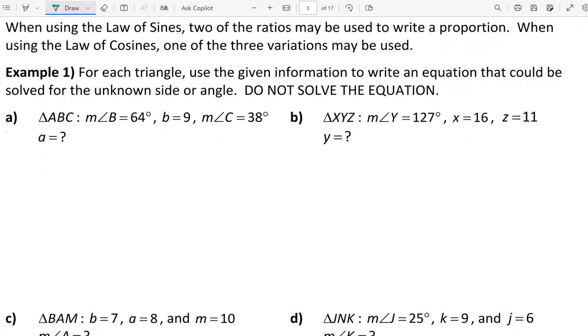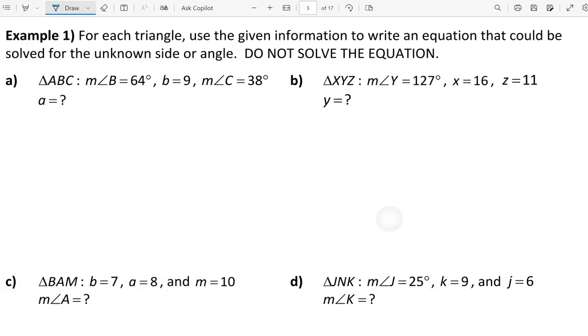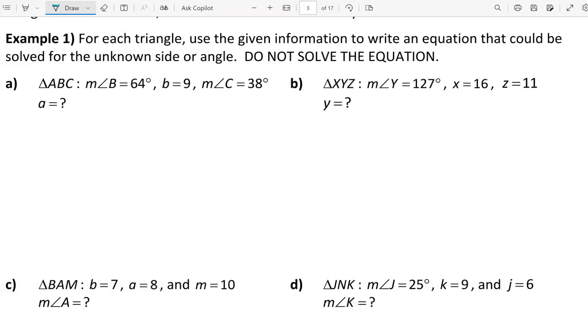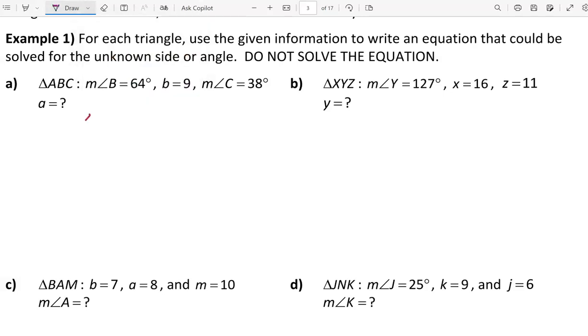So what we're going to do first of all here is set up either the law of sines or the law of cosines as an equation that could be solved for the unknown side or angle. And we're not going to solve the equations, I just want you to get used to the formula. So I'm going to draw a triangle ABC. It doesn't matter in what orientation you draw it. It just matters that we care what the sides are that are opposite angle A and angle B and angle C and so on.